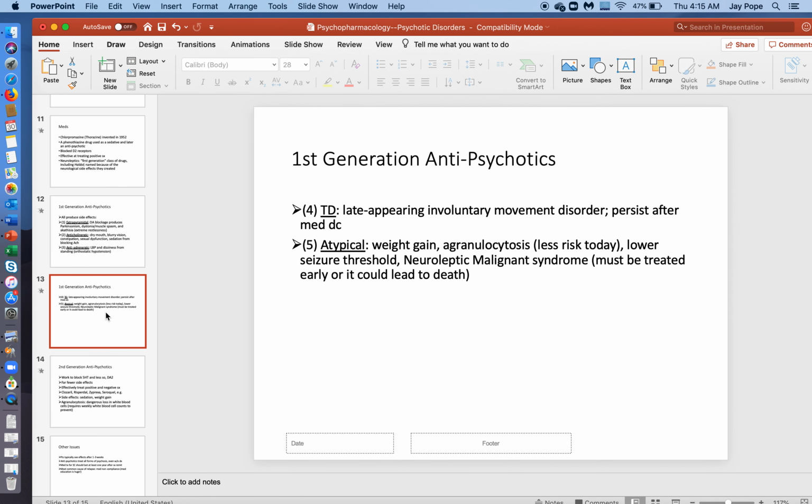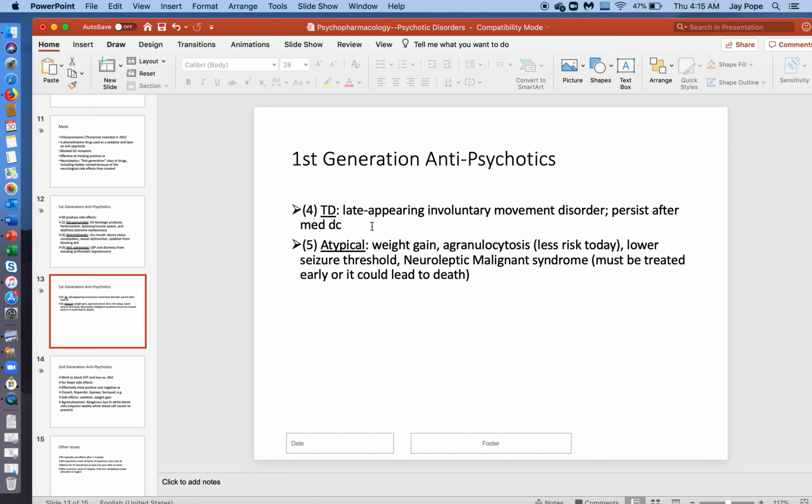Going down here to slide number 13. Other side effects include TD, which stands for tardive dyskinesia, tardive meaning late, and that just means a late appearing involuntary movement disorder. So this happens if a person has been on this first generation class of drugs for a long, long period of time. And the downside is that even if you discontinue the medications, the side effects persist. So they do appear to be permanent.